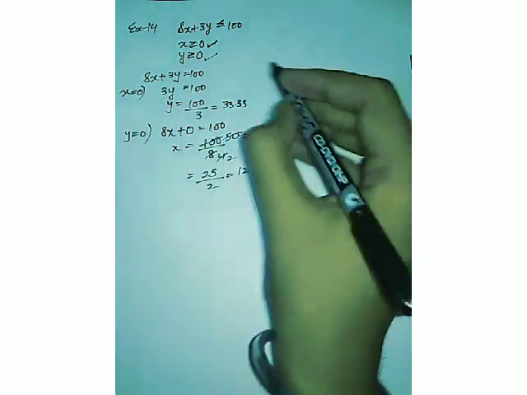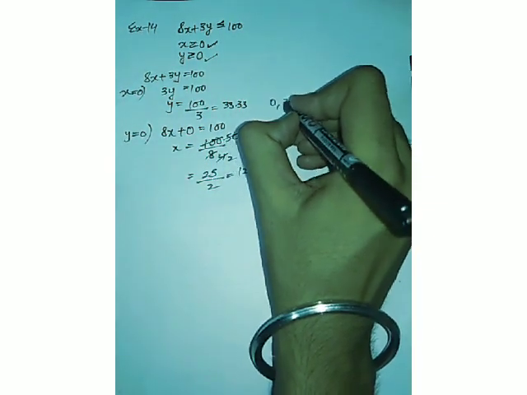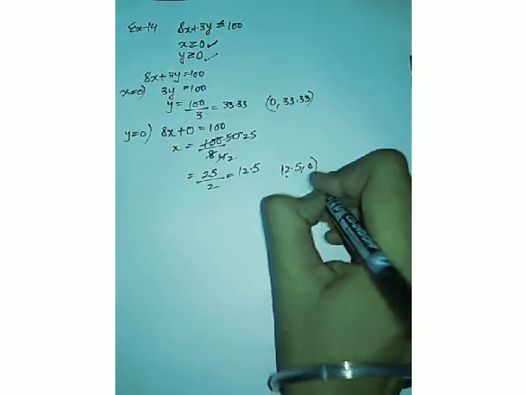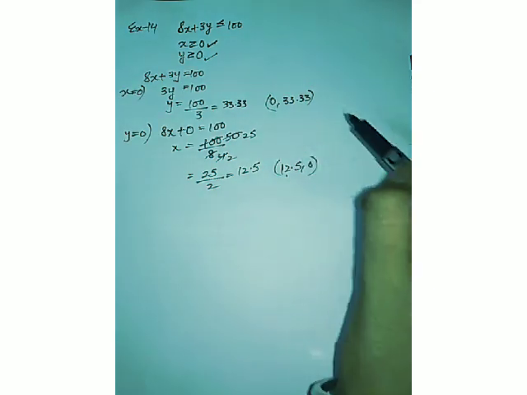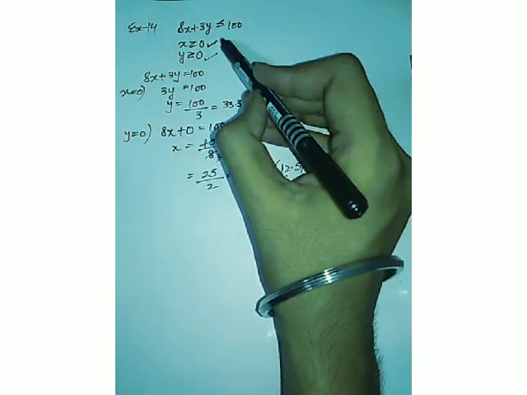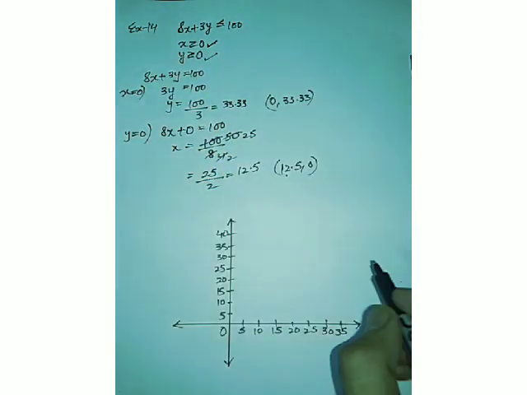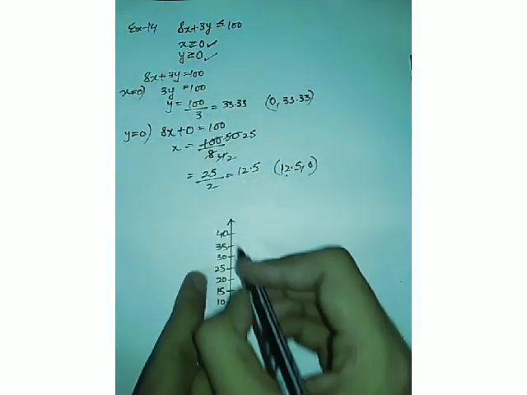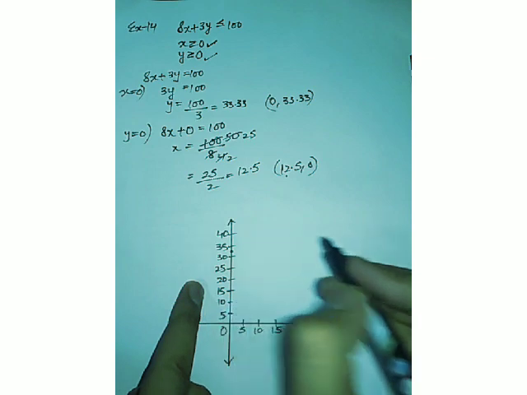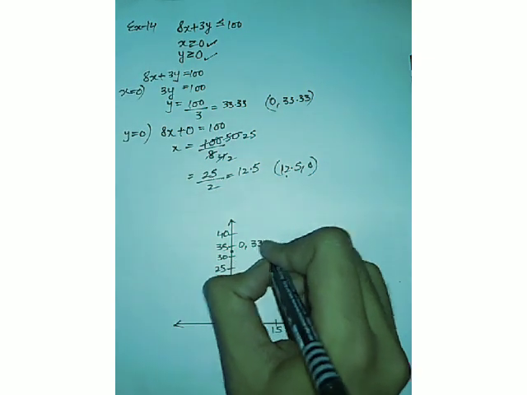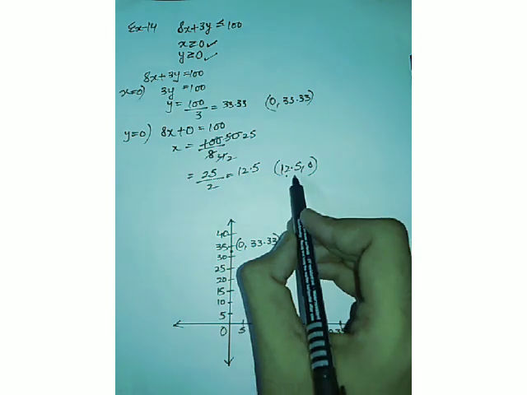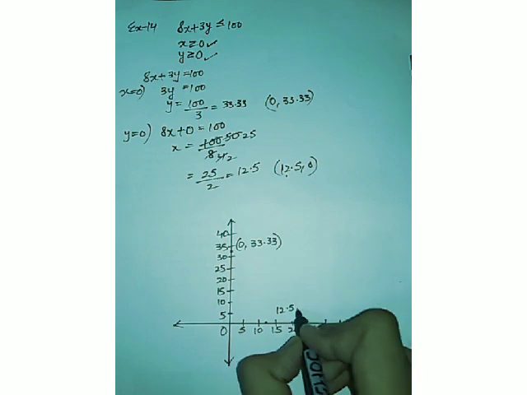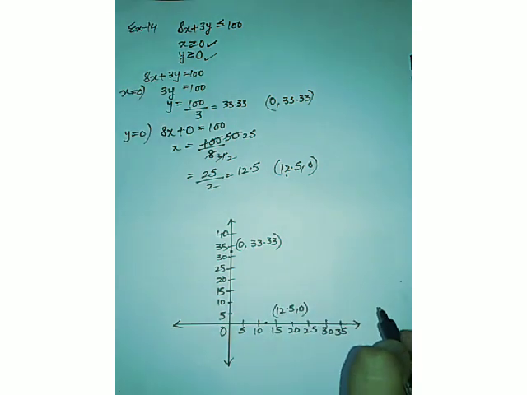All right, so we have got 2 points. The first point is (0, 33.33), and the second point is (12.5, 0). So let's plot these 2 points, and then I will tell you what these linear inequalities are for. Let's plot the points. The first point is (0, 33.3). The y coordinate is 33.3 and it will lie approximately here. Right, this point is (0, 33.33). The next point is (12.5, 0). So 12.5 will be somewhere here. So (12.5, 0). Let's join these 2 points.